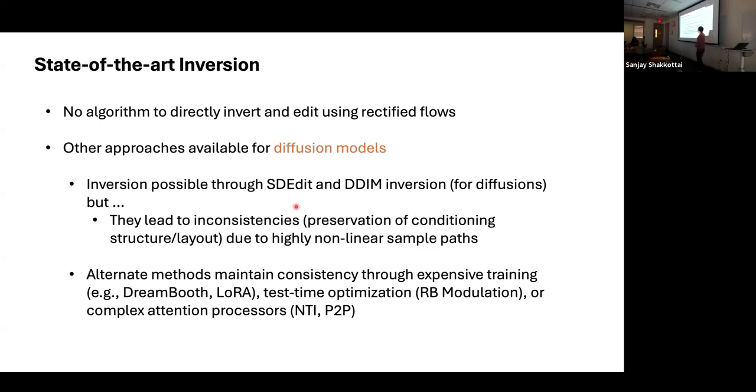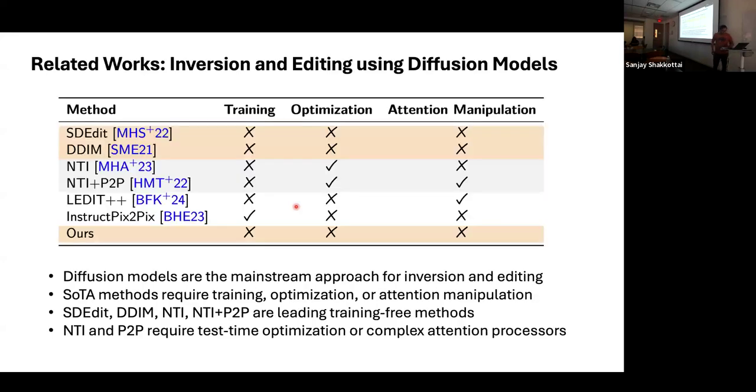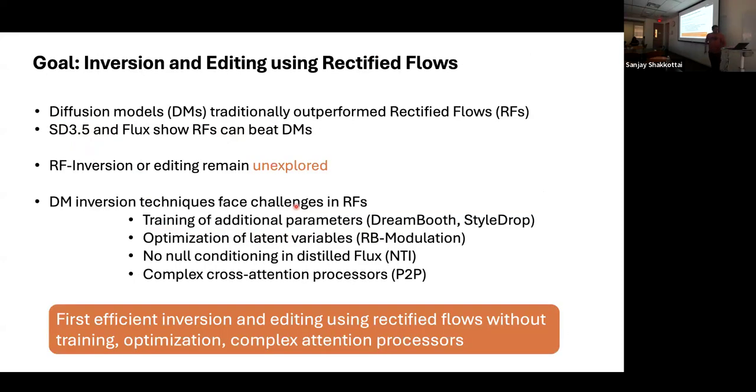Other methods which maintain consistency, which are known, including our own method, RB-Modulation, require test time optimization, which even with the prox method is pretty expensive. So this is just a summary: what we want is to get this inversion editing pipeline using rectified flows without doing any of these things, training, optimization, attention processing, or inserts. Flow back and flow forward.